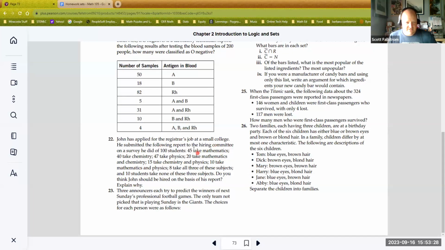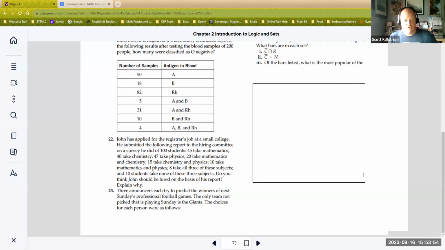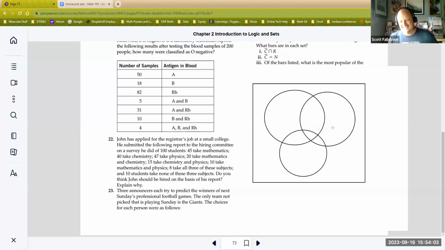John, registrar's office. He did have 100 students, 45 take math, 45 chemistry, 45 physics, 20 take math and chemistry, physics and chemistry, math and physics, and all 3 of the subjects. Yeah, this is one where, if you're doing a problem like this, try to find the pieces that work for everything. Find the big ones, and then you work your way back down. So if I was doing this one, let's see how good I can do on my circles here. Okay, not bad. All right, that looks good enough. I'm going to stop while I'm ahead. All right, so let's see here.